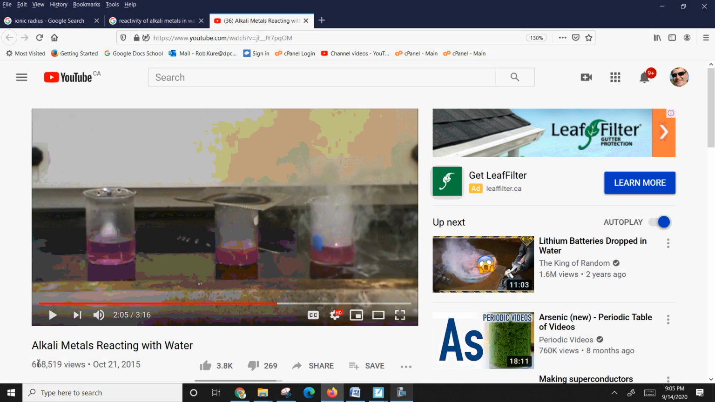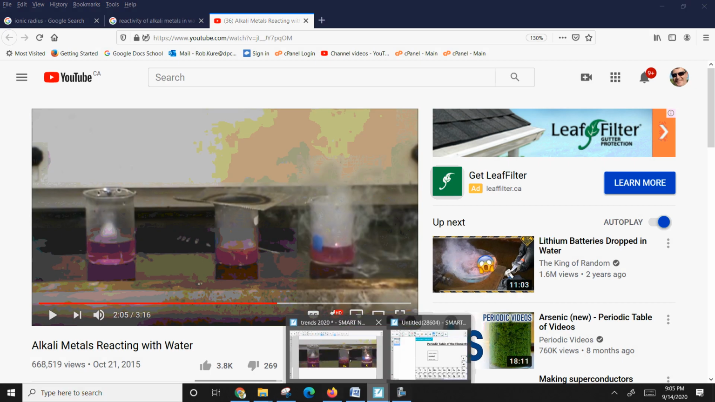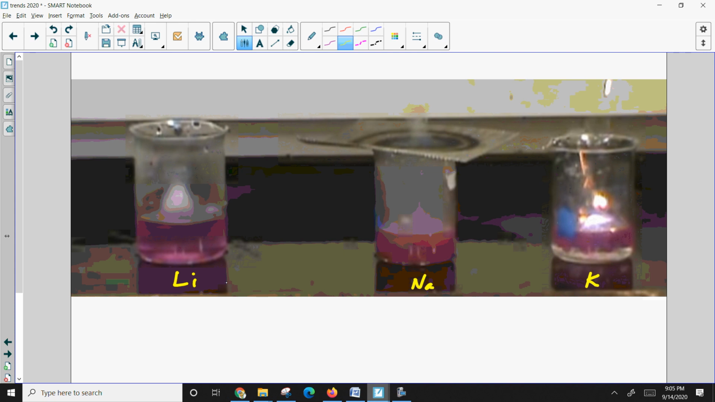Wow, so you can already see there's a difference in reactivity. What we saw was the following. Lithium, sodium, and potassium all reacted with water because they're trying to lose that one extra electron to become stable. That's why they're so reactive. But we found that potassium was the most reactive and lithium was the least reactive.